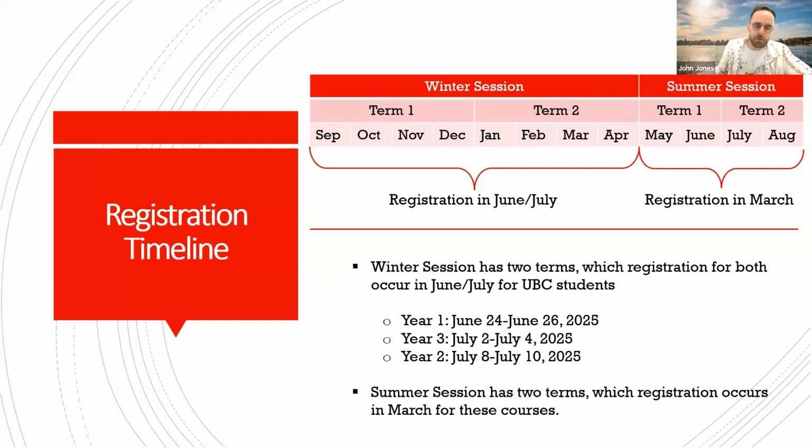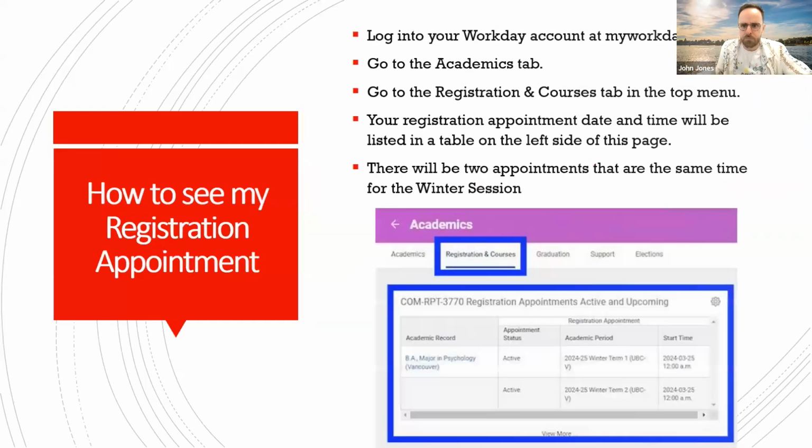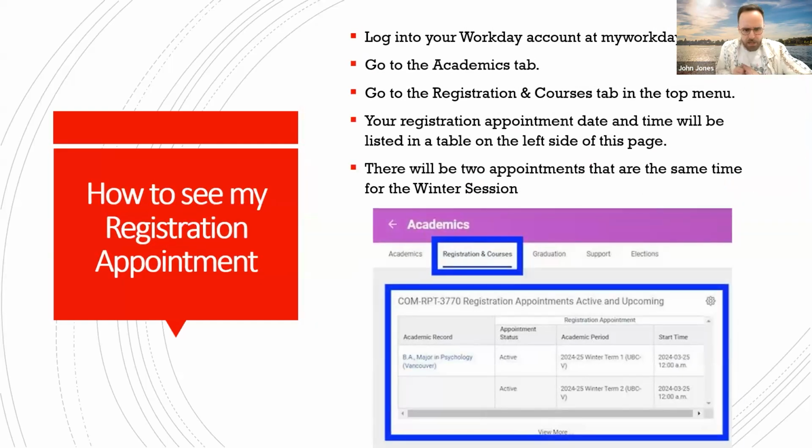So again, if you don't have that information very shortly, it will be with you in plenty of time ahead of your registration in terms of those exact dates and times that you will personally be registering yourself. So once we do get there, the way to see how your registration appointment is set up would be to go onto your Workday account. Now, if you haven't been on Workday already, this is probably a good time to start accessing it.